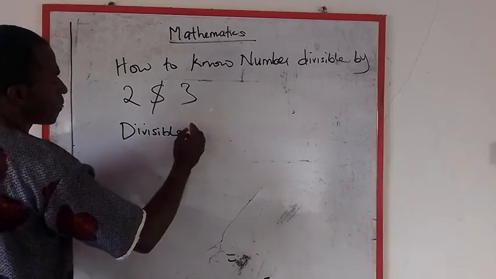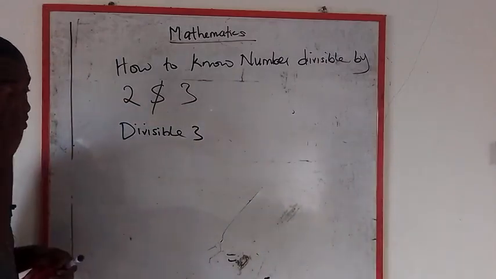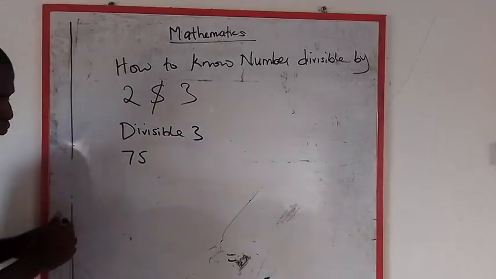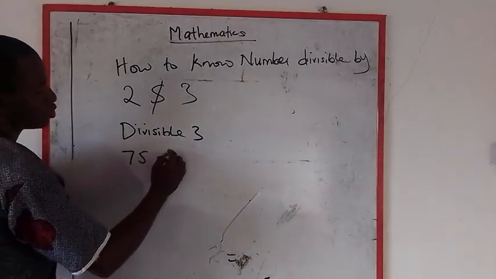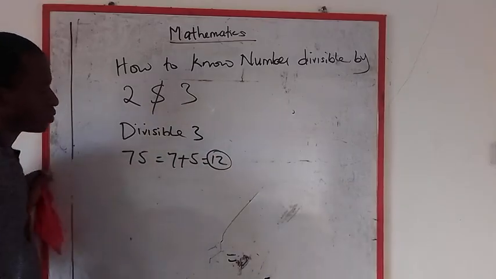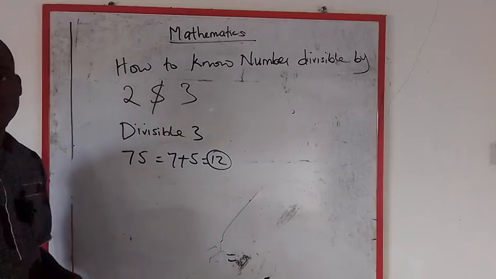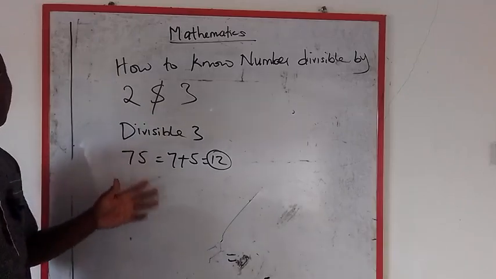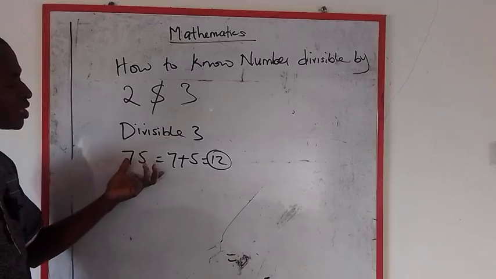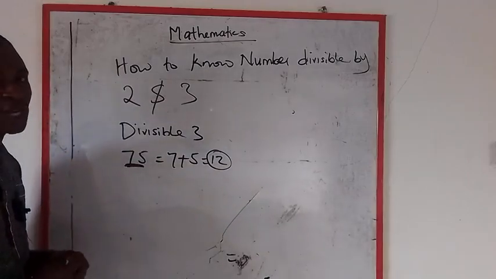Then divisible by 3. For divisible by 3, we have a method. To know about divisibility by 3, we add the digits. For example, we have 75. For us to know whether this is divisible by 3, all you need to do is add the digits. If we add them, you're going to get 12. And 12 is a multiple of 3; in my multiplication table video, I told you about multiples of 3. Any number that you add like this and it gives you a multiple of 3, know that this 75 can be divisible by 3 without remainder.